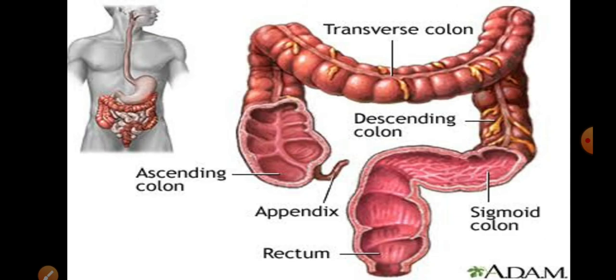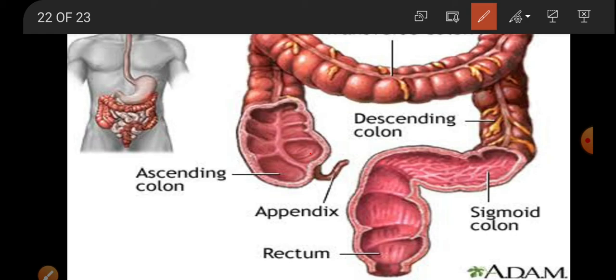So if you see here, the inner walls of the large intestine, how they are present. These inner walls are helpful in absorbing the excess water and minerals, which the small intestine cannot do. Such work is done by the large intestine, which absorbs water and minerals and keeps the living organism very healthy.